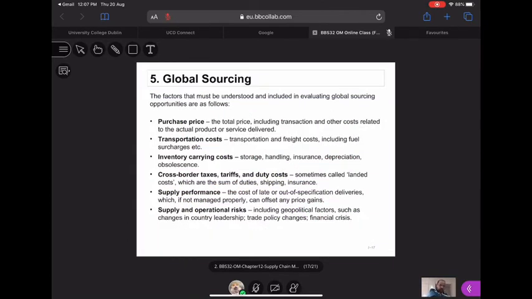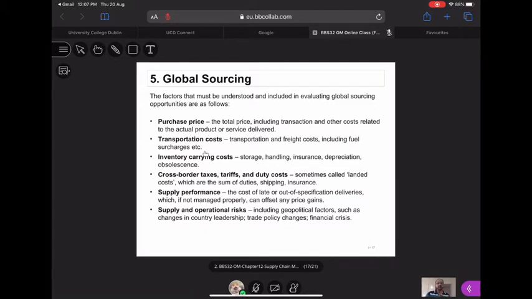However, whenever a company buys internationally, companies must consider cost. Because when you buy locally and when you buy internationally, there are some additional costs that the company will incur. And these are six costs that a company must consider before they buy from an international supplier. Let me cover the six costs.